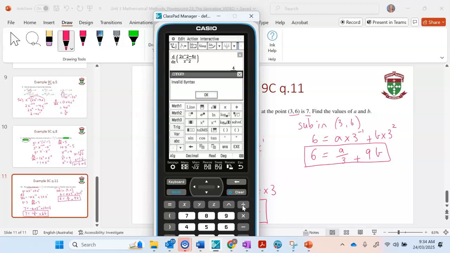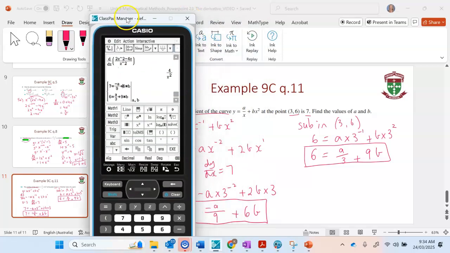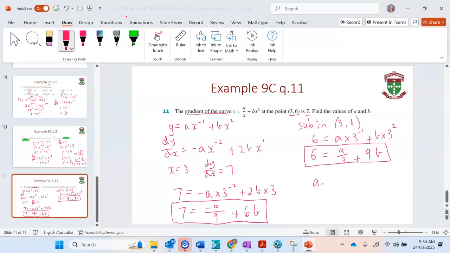So a comma b. Now I've got to look at what I did wrong. No, there we go. That should have been a plus. Silly me. Just make sure it was meant to be a plus. There we go. So a equals negative 9, b equals 1.